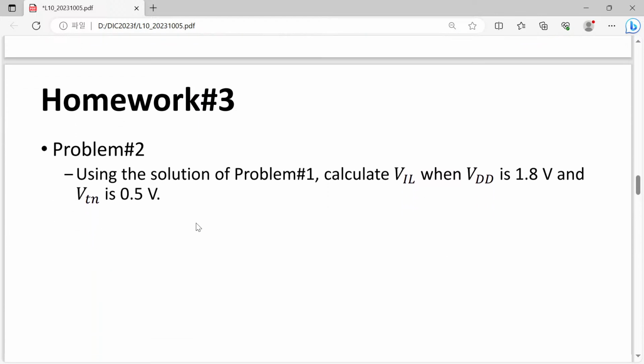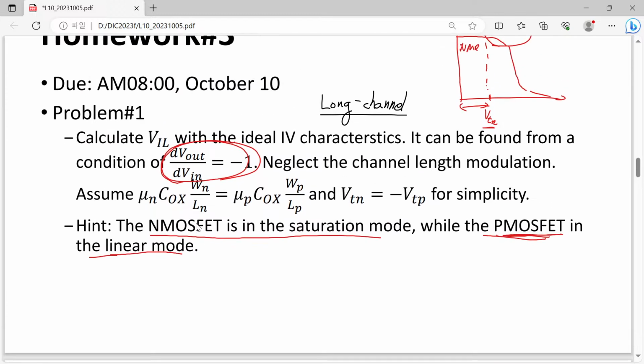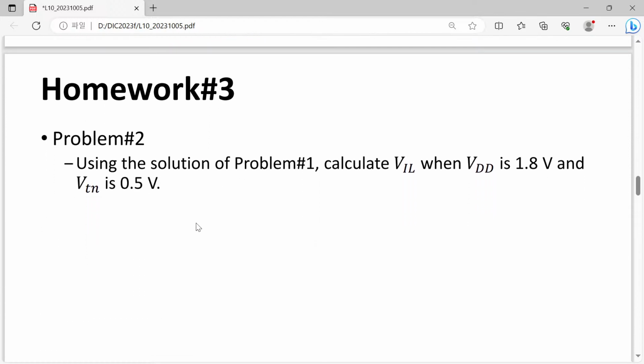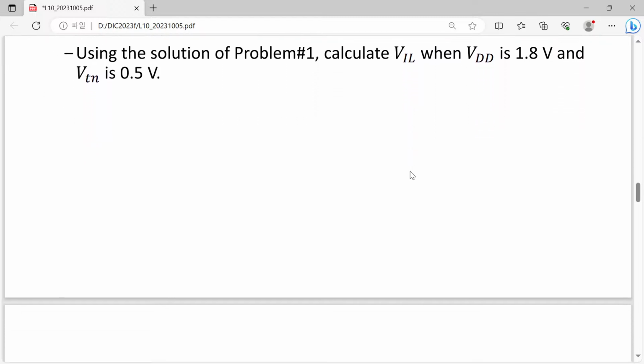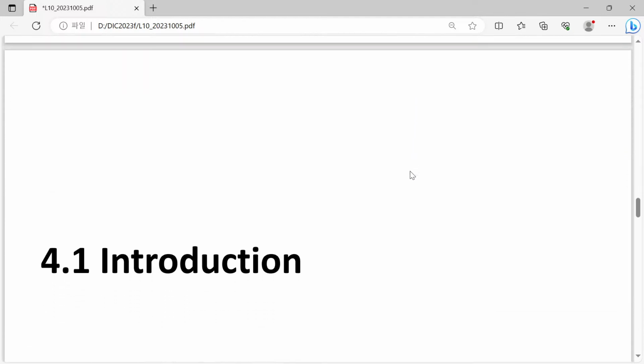Problem 2 is closely related to problem 1. Problem 1 is about finding certain expressions. The equation should be found, and using that equation, evaluate the numeric value for VDD equal to 1.8 and threshold voltage of 0.5 volt. So that's all for our CMOS inverter. If you have a question, please interrupt me anytime.